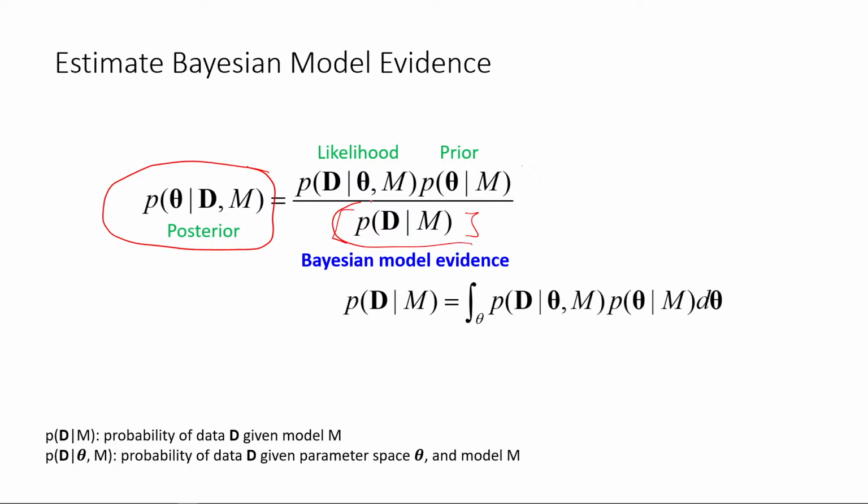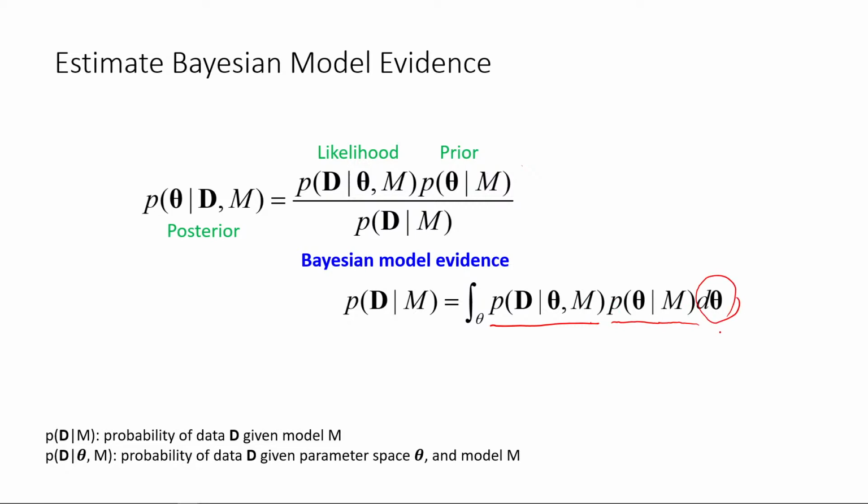So what is this guy? Oh, now here's the problem. Here I am integrating my likelihood times my prior knowledge over all my parameter space. Oh my god, how do I do this? What is my parameter space?